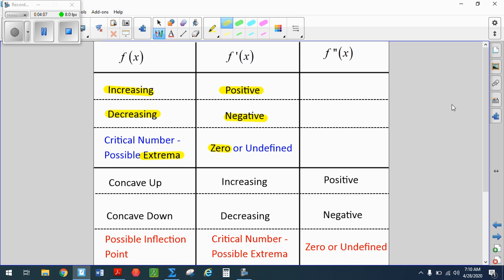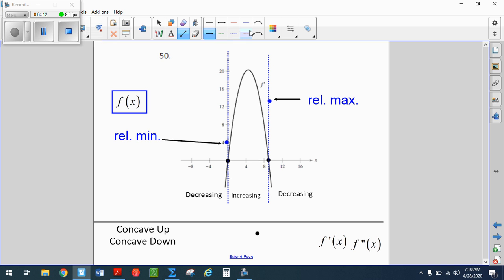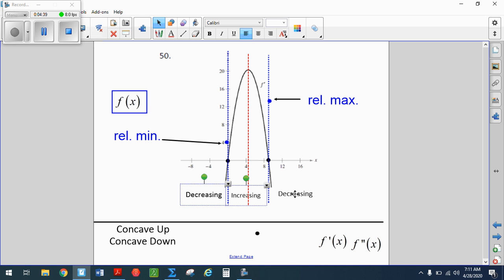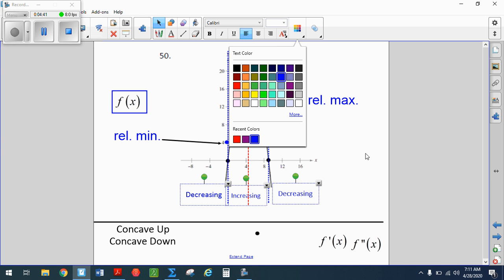I can also tell that my derivative is increasing versus decreasing. So my derivative graph is increasing from negative infinity to 4, maybe a little bit past 4. I'm just going to say 4 for now. And my derivative graph is decreasing. So if my derivative is increasing versus decreasing, okay, these down here, I'm going to put those in blue just to show we're talking about the original function, f of x.